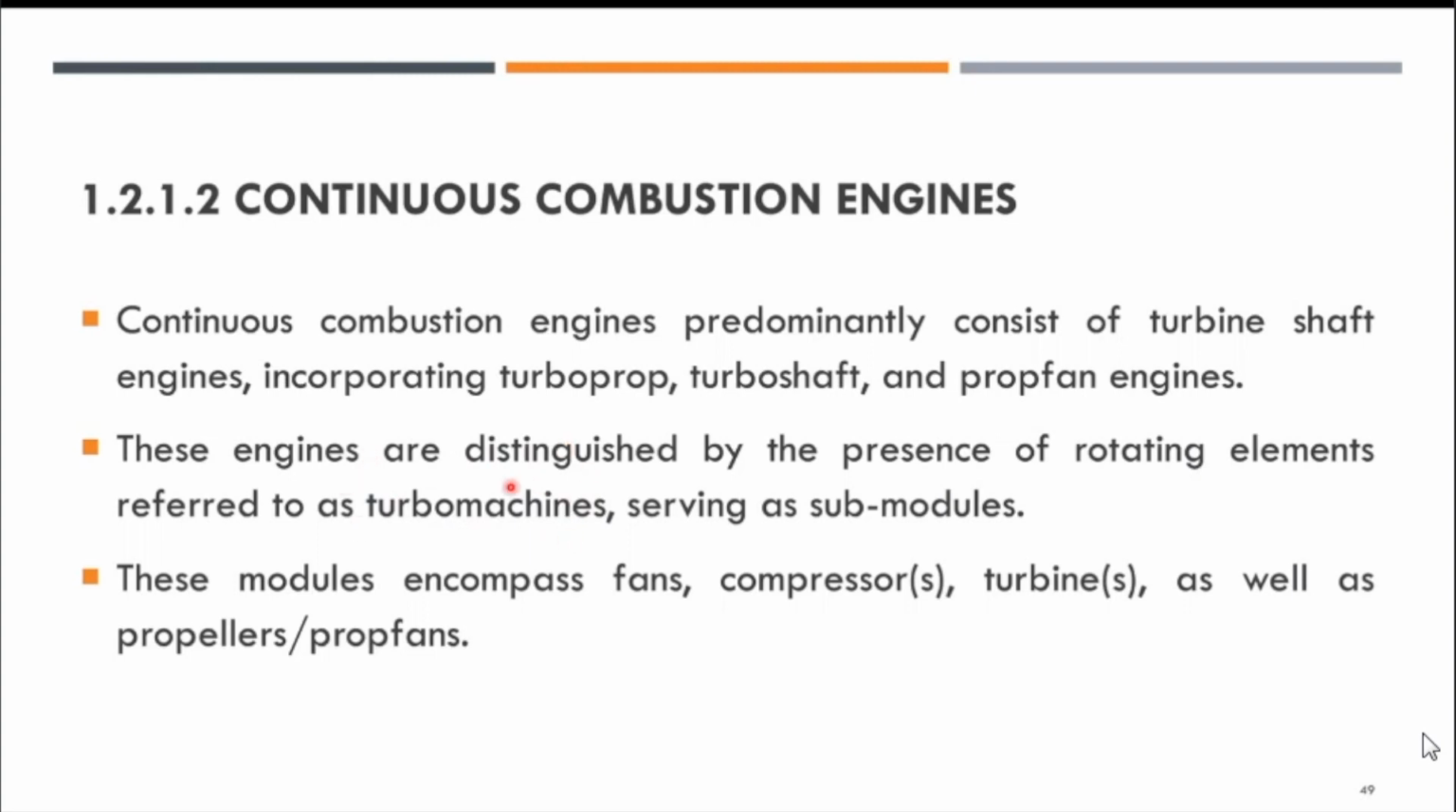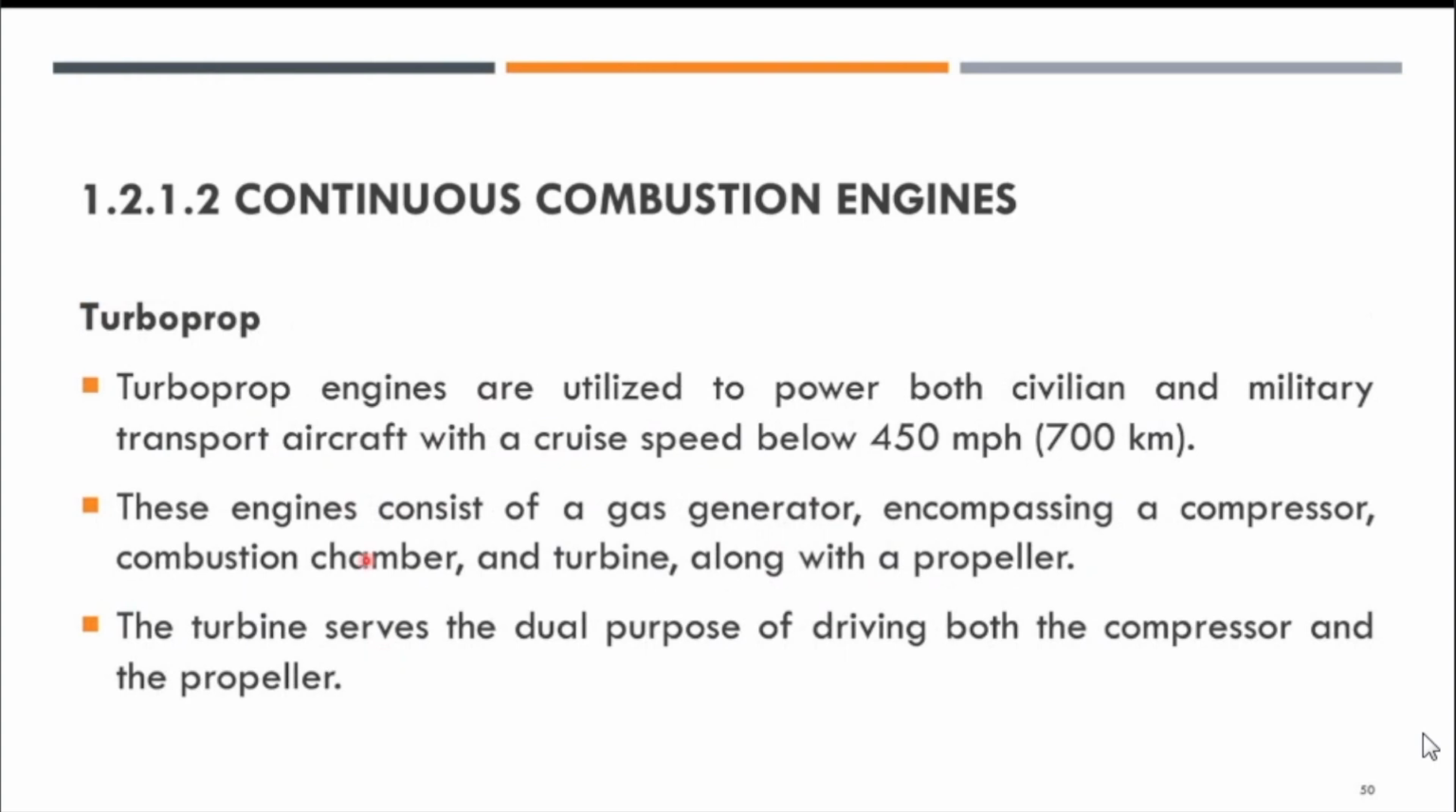These modules or sub-modules include the fan component, the compressor, the turbine, as well as the propeller or prop fans. We will go into them one by one. Let us look into the first one, turboprop. What is a turboprop? Turboprop engines are utilized to power both civilian and military transport aircraft, which normally cruise at speeds below 700 kilometers or 450 miles per hour.